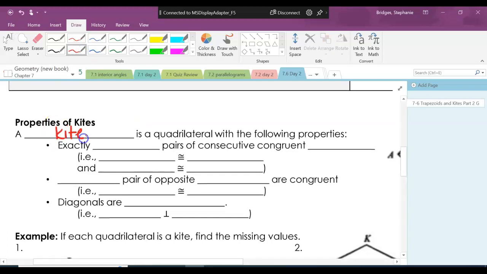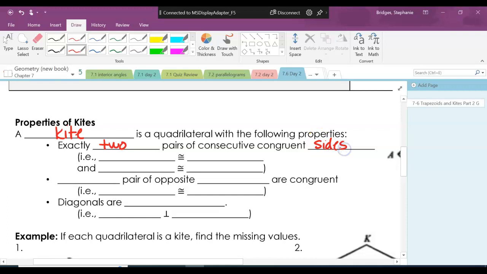A kite is a quadrilateral with the following properties. So it has exactly two pairs of consecutive, what does that mean? When things are consecutive, that means they are right next to each other, right? Like 1 and 2 are consecutive numbers. So those are sides, consecutive sides, congruent sides.